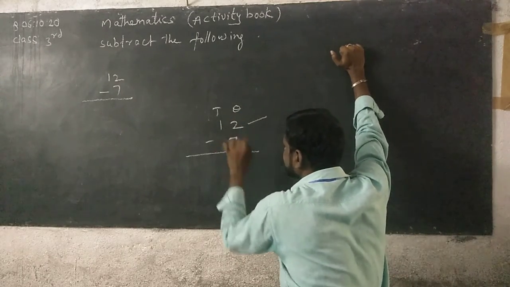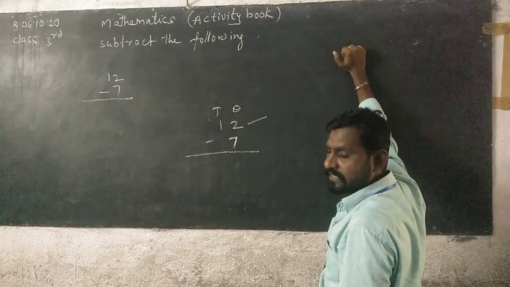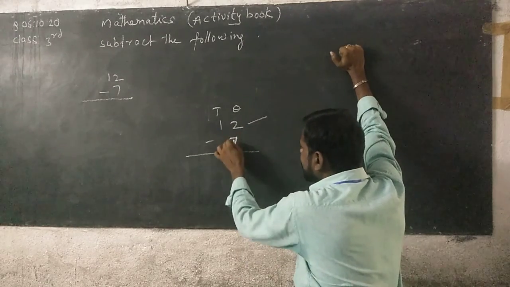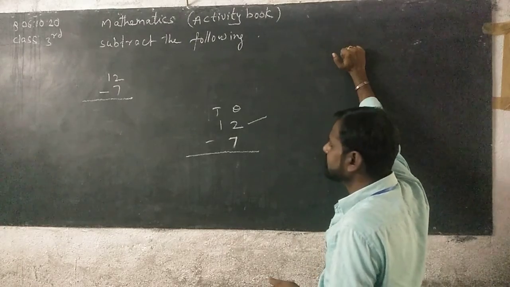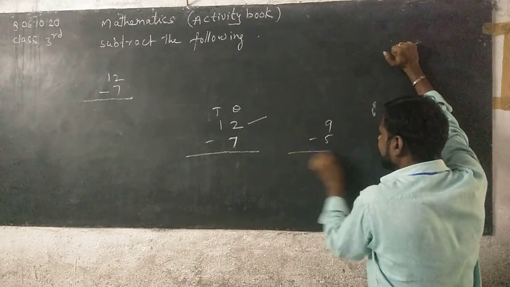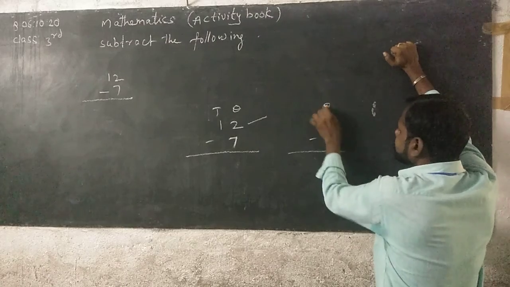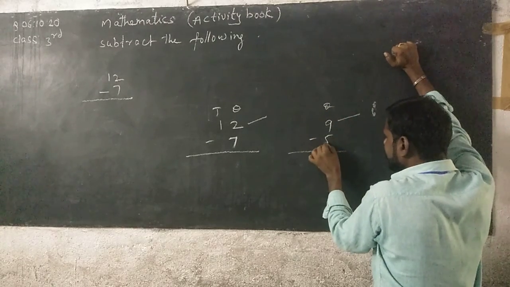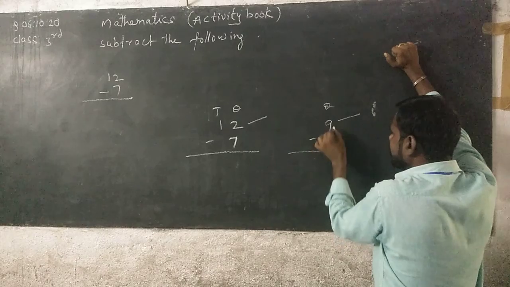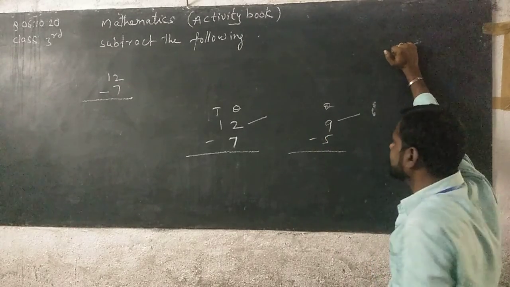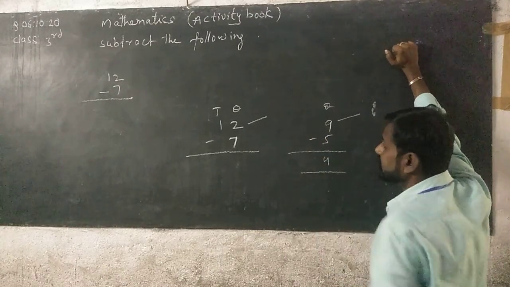2 minus 7. Actually 2 minus 7 means 2 is less than 7, so the top number must be bigger. So here see, 9 minus 5: in the ones place, the top number is 9 and the bottom number is 5. So 9 is greater than 5. So you can do it very easily. What do we get? 4.